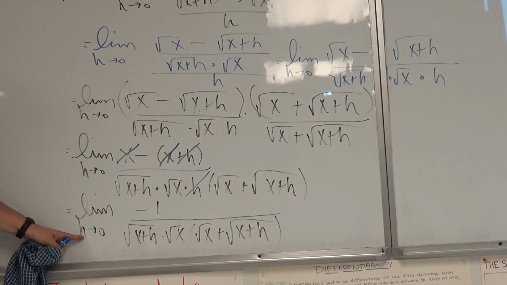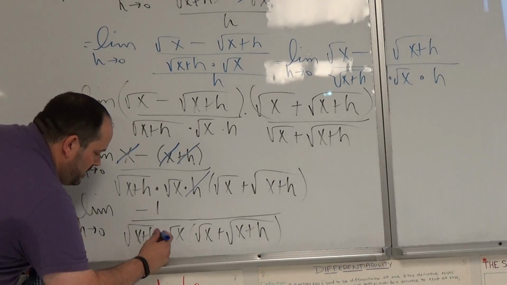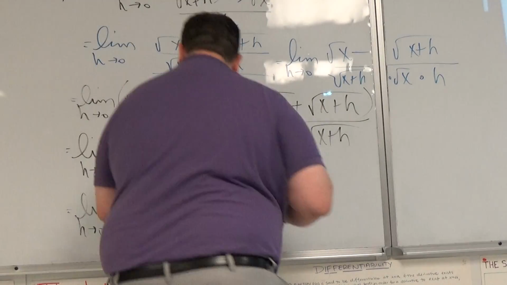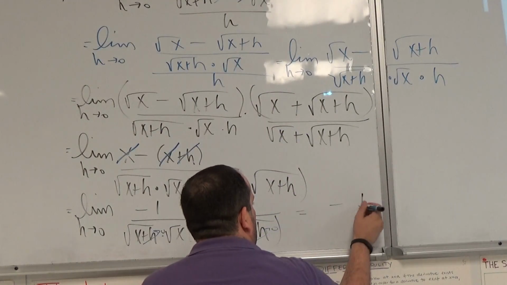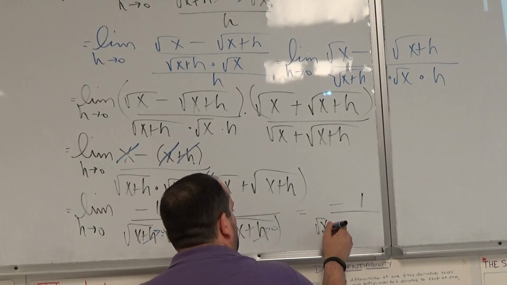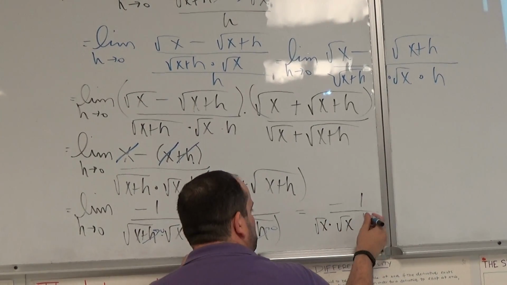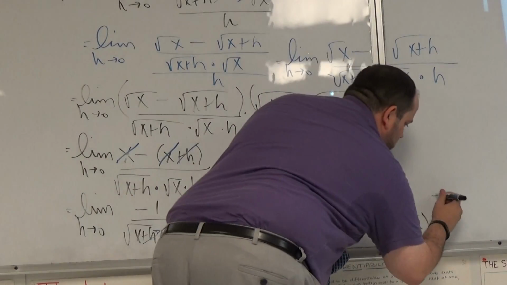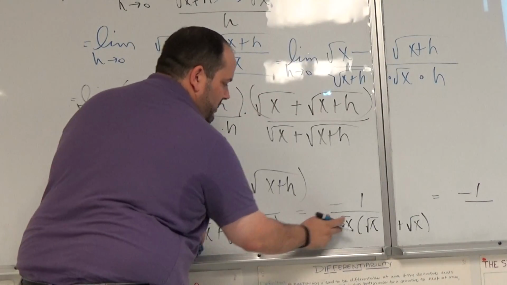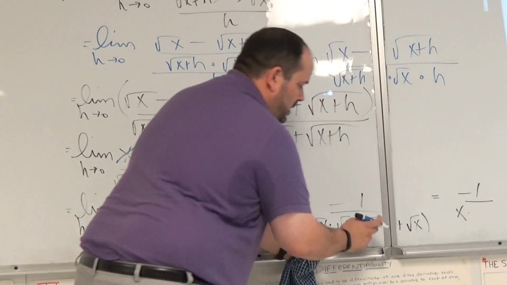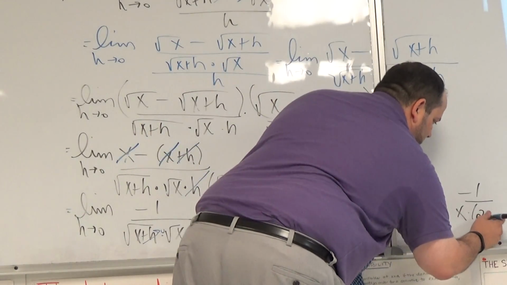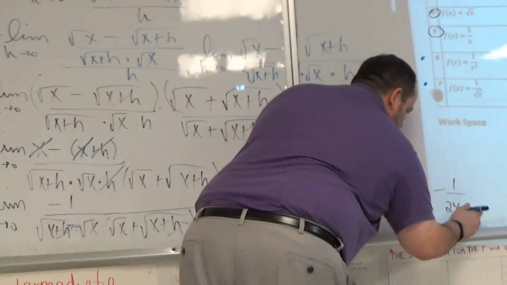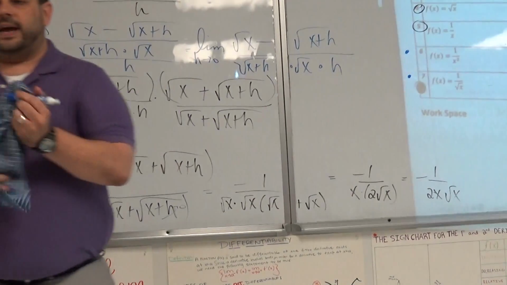If I take the limit as h goes to 0, this guy goes to 0, that guy goes to 0, and now I've got negative 1 over square root of x times the square root of x, times square root of x plus the square root of x. Square root of x times square root of x is x. Square root of x plus the square root of x is 2 square roots of x. Negative 1 over 2x square roots of x.